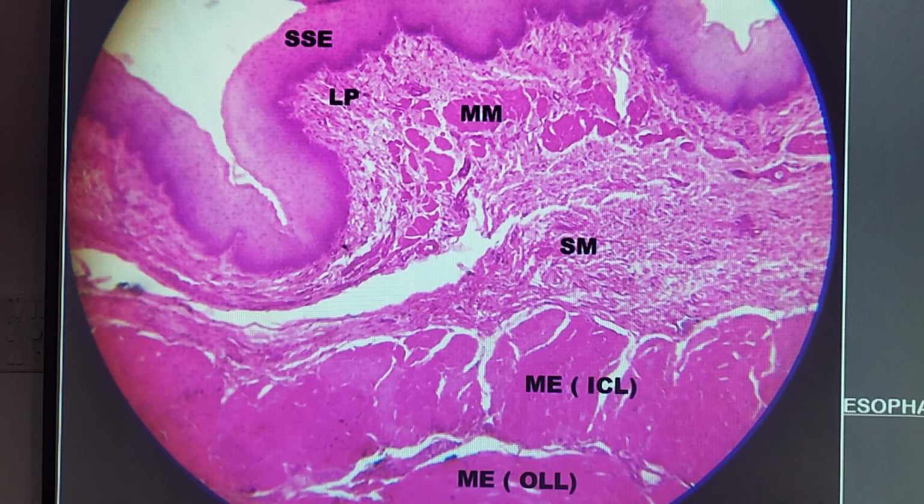Below that you see the lamina propria, then you see the muscularis mucosa, which is quite prominent here. So this forms the mucosa. Then you have the submucosa, then you have the muscularis externa, where you have the internal circular layer and the outer longitudinal layer, and finally the outermost is the serosa or the adventitia. So this is how you identify a slide of esophagus.